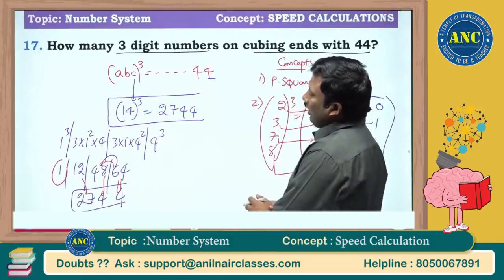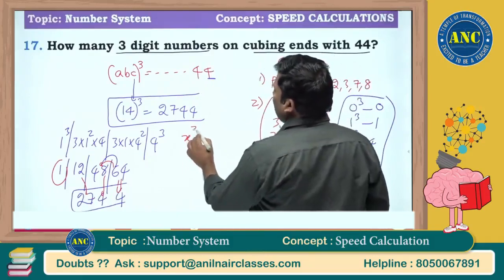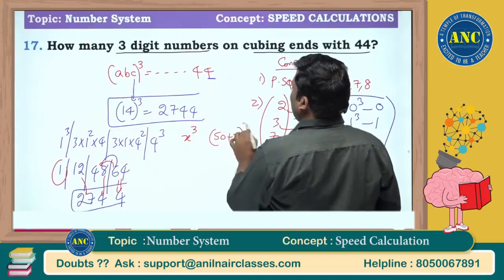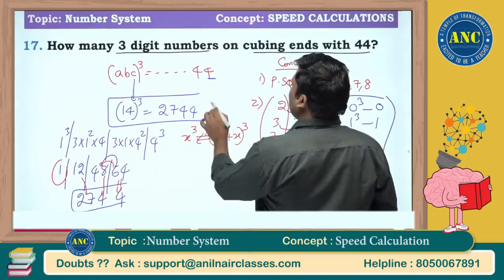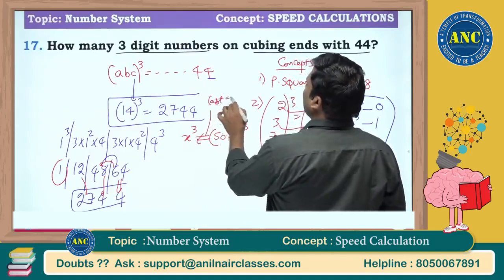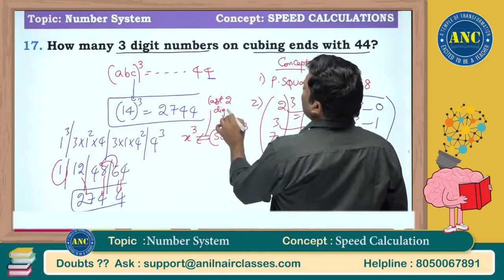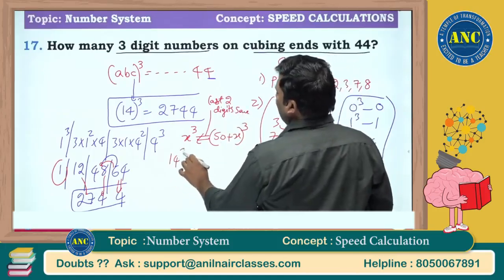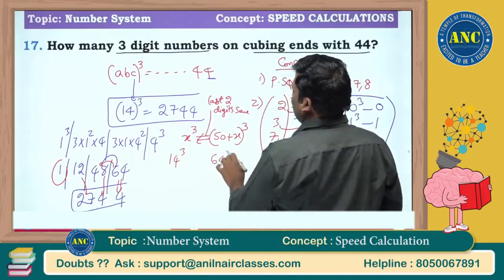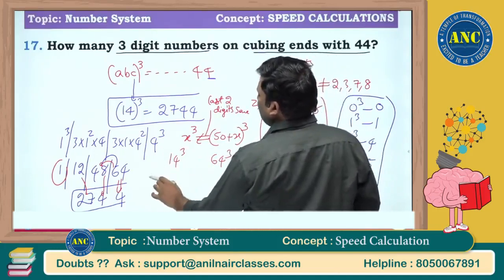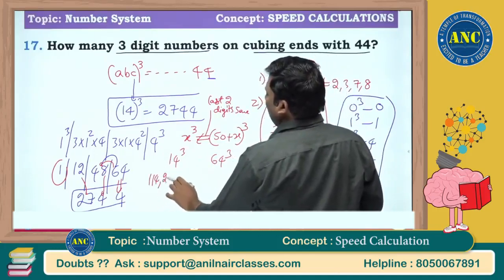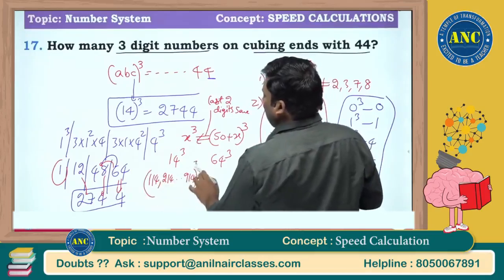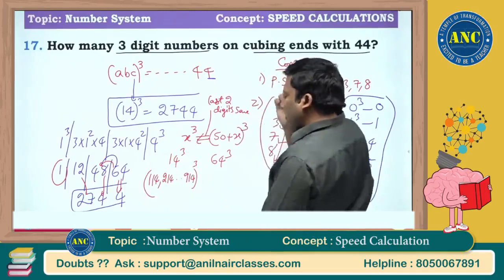Now listen carefully. What is the concept that we discussed? X cube and 50 plus X whole cube. In both cases, the last two digits will be the same. If you know this concept, it's a very, very easy question. So if X is 14, then 50 plus 14 is 64. Because it is a 3-digit number: 114, 214 and so on up to 914. The hundreds place can be from 1 to 9.